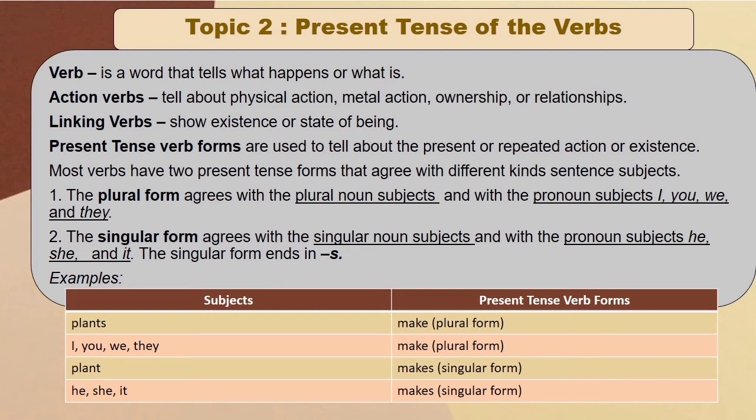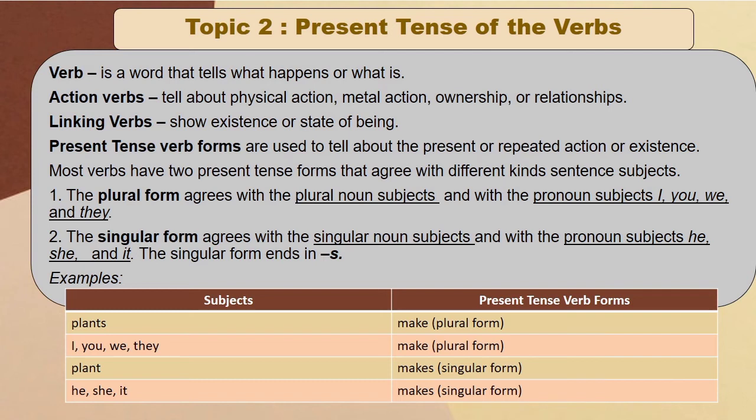Present tense verb forms are used to tell about the present or repeated action or existence. Most verbs have two present tense forms that agree with different kinds of sentence subjects. The plural form agrees with plural noun subjects and with the pronoun subjects I, you, we, and they. The singular form agrees with singular noun subjects and with the pronoun subjects he, she, and it. And the singular form ends in s.